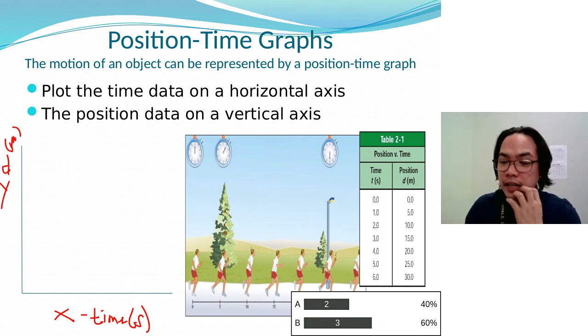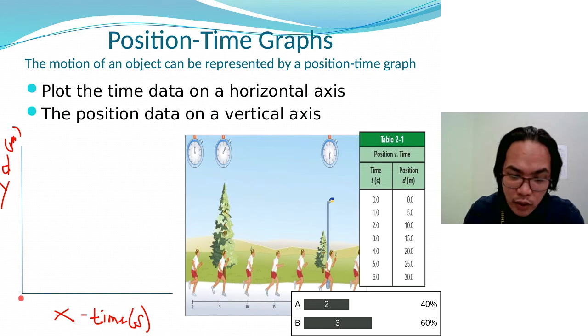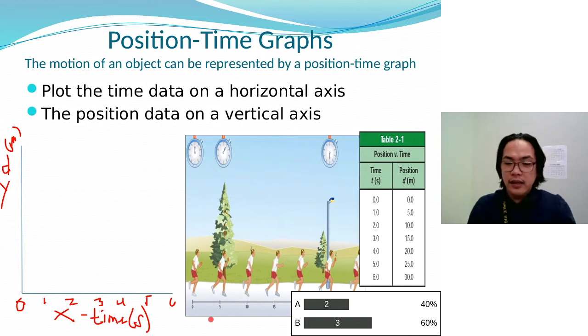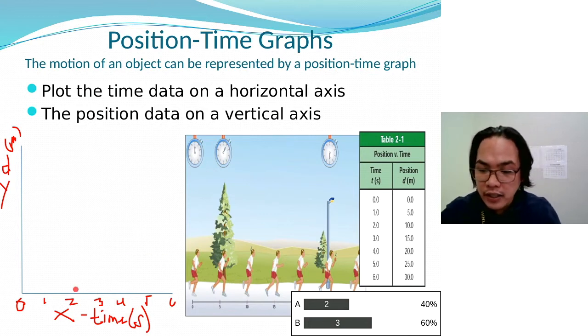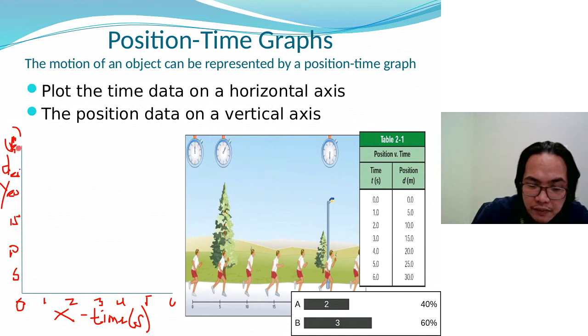Okay, so on the table here on this side, you will be able to see the time and position data. For the time, it's 0 to 6 seconds. So this will always be your 0, of course. Then 1, 2, 3, 4, 5, and 6 seconds. And then for your distance or position, that's 0 to 30, in increments of 5. So you have 5, 10, 15, 20, 25, and 30. Okay?